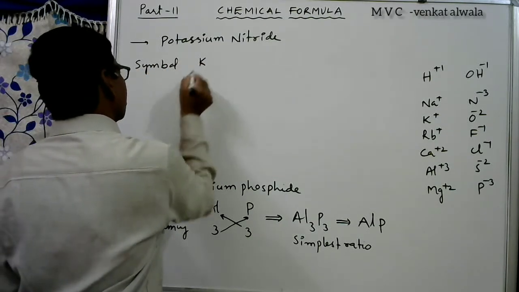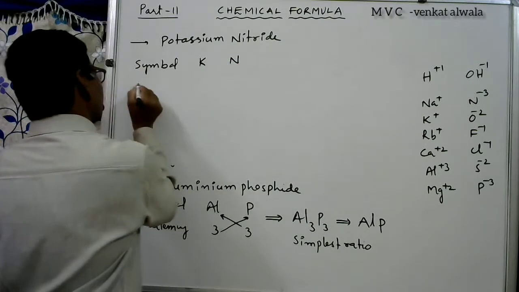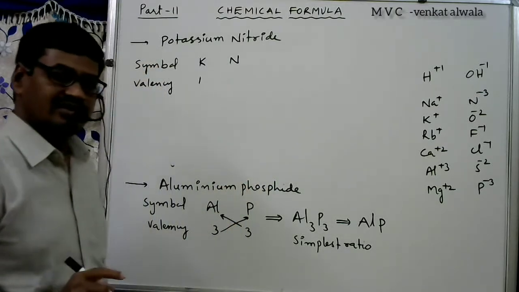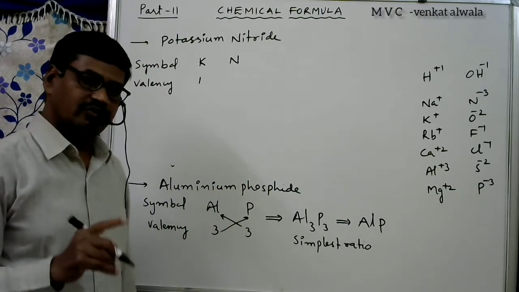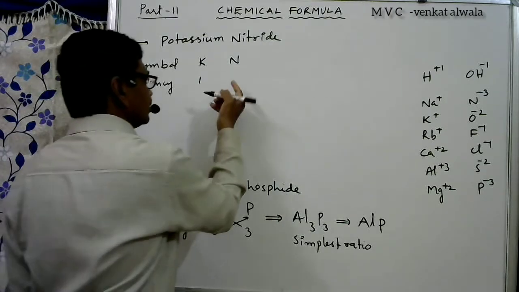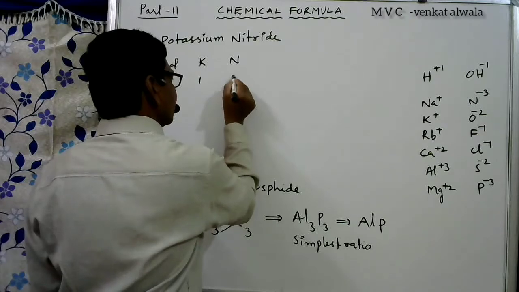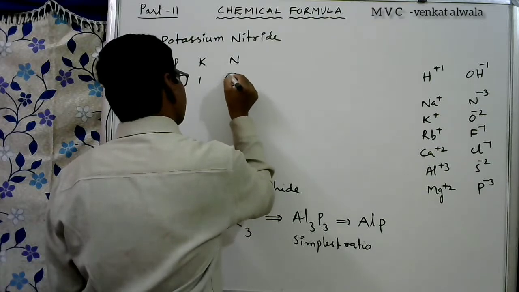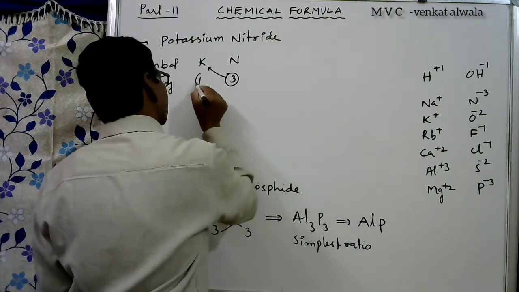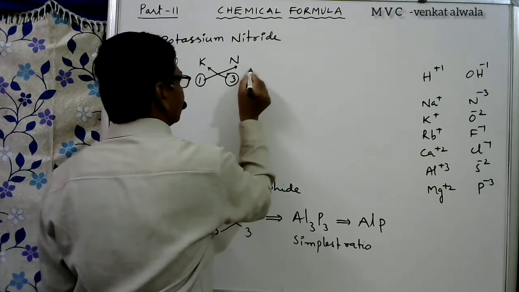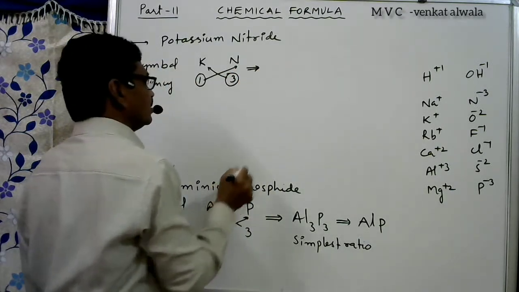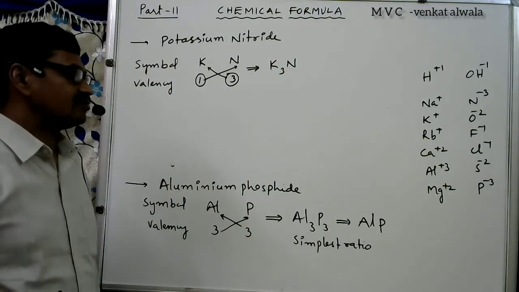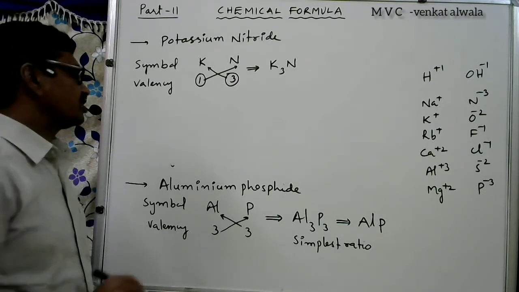Symbol for potassium is K, and nitrogen, nitride, N. So valency, combining capacity, here 1 for potassium, first group element, atomic number 19. If we remove one electron, it will get 18 configuration. Nitrogen, atomic number 7. If it takes 3 electrons, then it will get neon configuration. Then this value, valency of nitrogen, should be taken as subscript for potassium. Valency of potassium should be taken as subscript of nitrogen. So by crisscrossing, we get K3N. This is the potassium nitride formula.